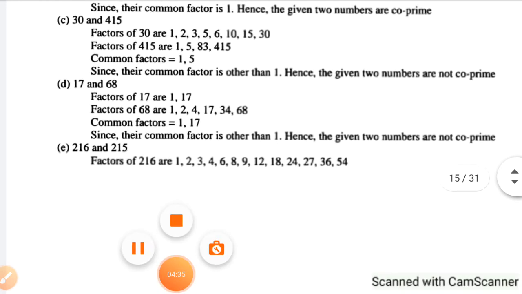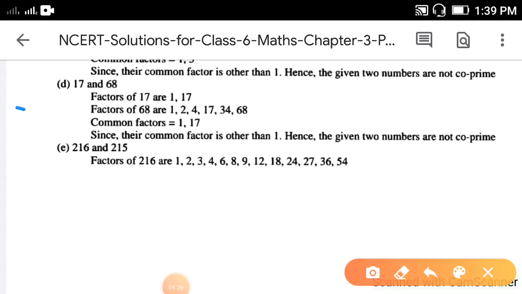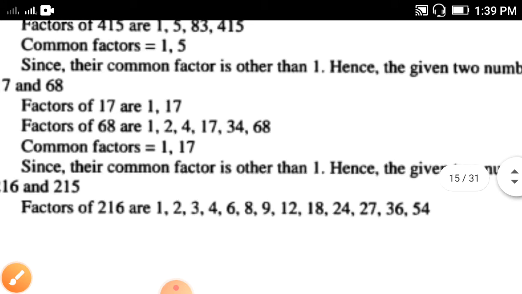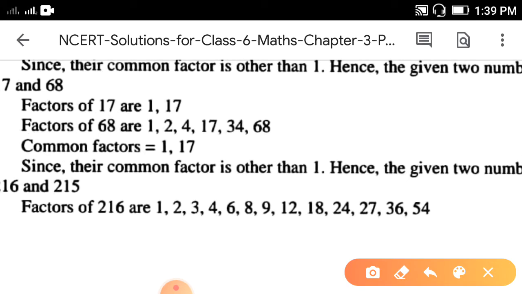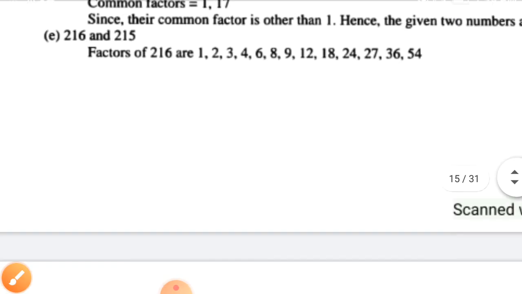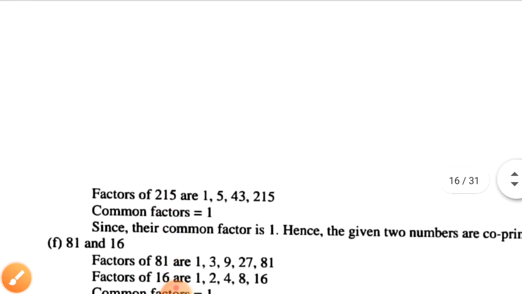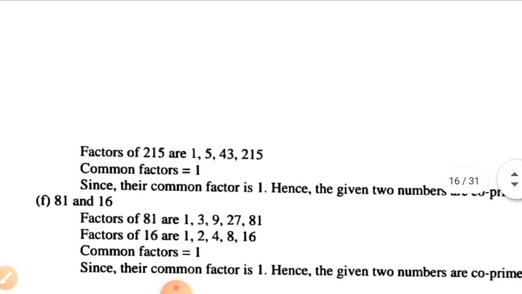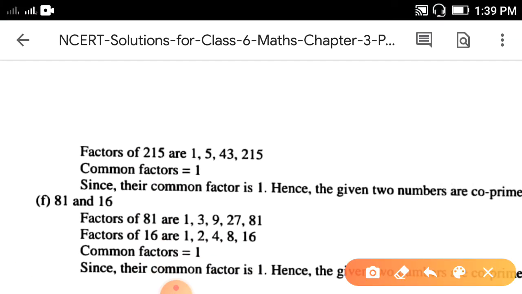Next, 17 and 68. Try it yourself. Factors are also very easy. Then 216 and 215. Factors of 216, all possible factors are written here. Then 215. Okay. So you can see their common factor is 1, hence the given numbers are co-prime numbers.